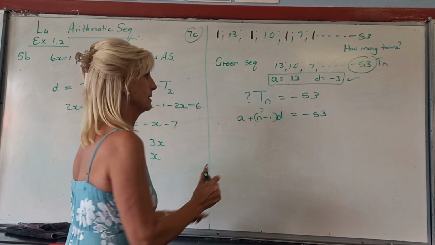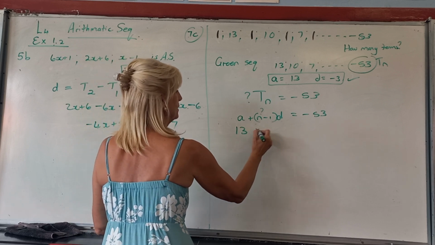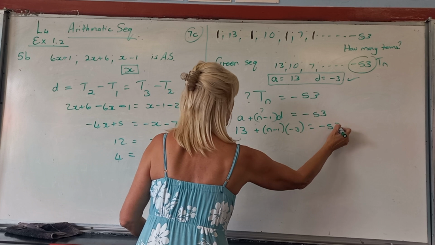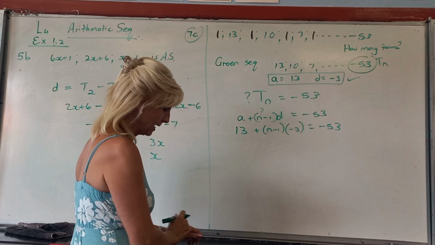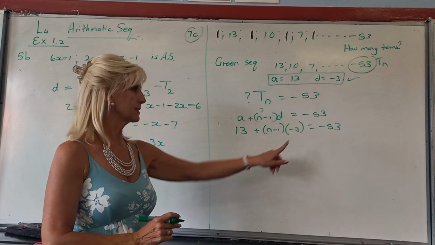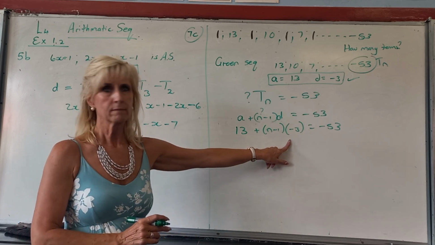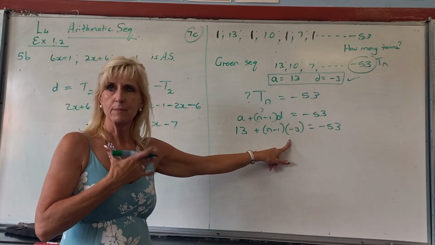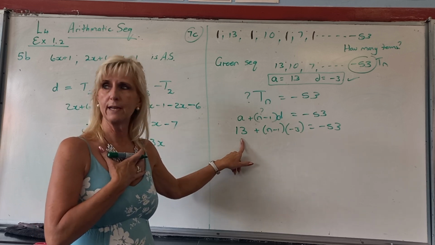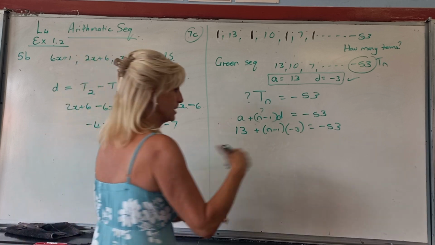Because I know A is 13, and I know D is negative 3, and now I can solve for n. Now I know your inclination in general is to times all of that out. And that's perfect. Mrs. van Skalkwyk likes to take the 13 and take it to the other side.